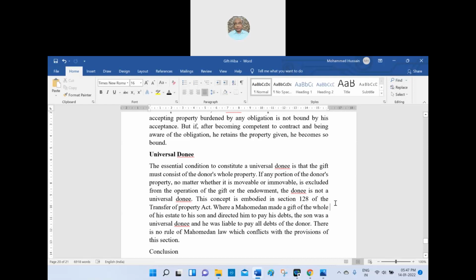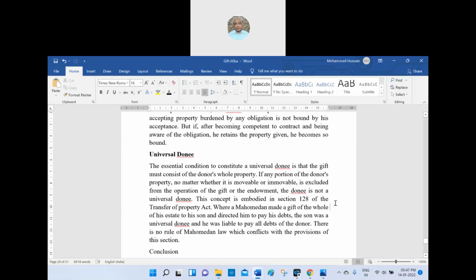What about this universal donee? The universal donee is one where, whenever property is given by the deceased, through inheritance or by any other means, in gift form, it comes to him. Nothing goes to any other person. The entire property, the donee got it. Not a single pie is left to anybody. And such a donee is called a universal donee.